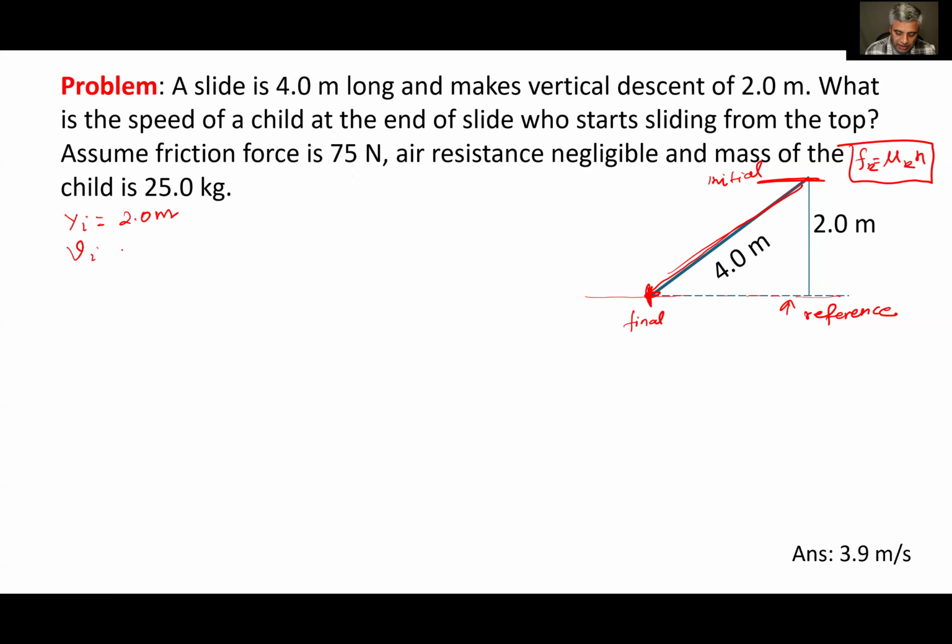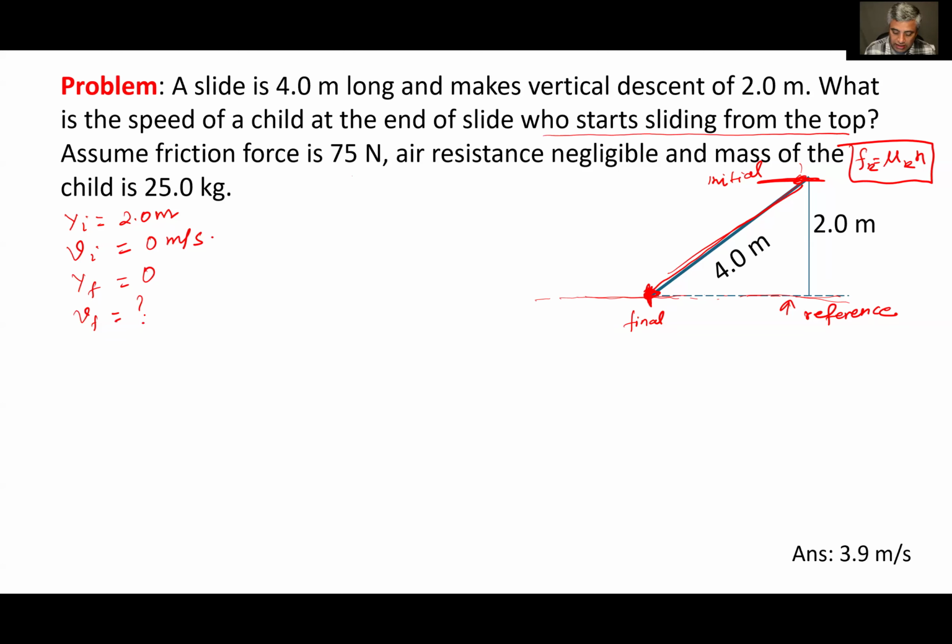And what is the initial speed? So key distance from here means 0 meters per second. And now let's look at the final. Final position, what is the final position here? So we are drawing a reference line passing through the final position. So that means it is 0 final height, and the final speed is what we want to know.